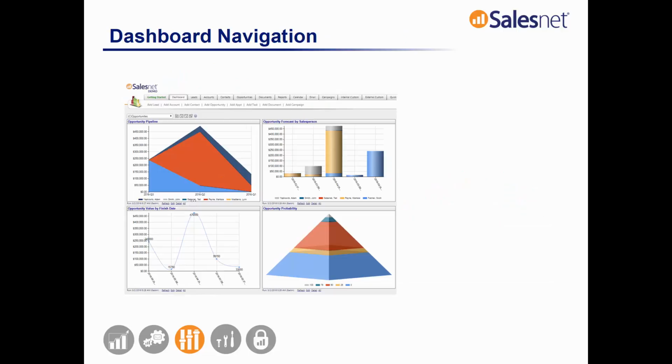Next, let's go over dashboard navigation. You'll see a dashboard tab all the way to the left here. Whenever you want to get back to your dashboard page, no matter where you're at in SalesNet, you simply click on the dashboard tab and you'll be presented with the last dashboard that you recently viewed. If you want to change between dashboards, you have a drop down on the left hand side of the page that allows you to go between your different chart and or listing dashboard pages that are available to you.